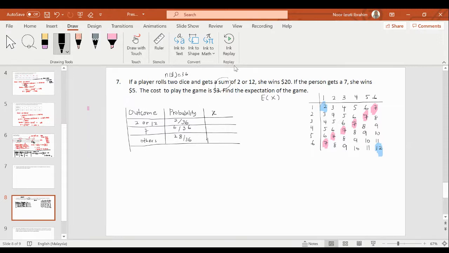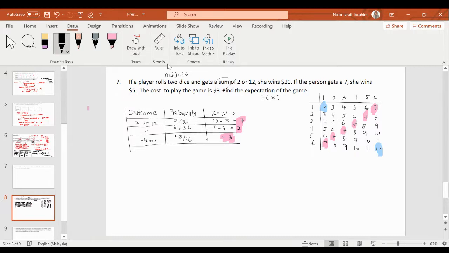The x will be the winning minus the cost to play the game, which is 3. So when the player gets 2 or 12, she will win 20 minus the 3 she needs to pay, which is 17. If she gets 7, she wins 5, and 5 minus 3 equals 2. If she gets others, she wins nothing, which means she just pays $3 for the game, which is -3. So this gives us x as 17, 2, and -3.